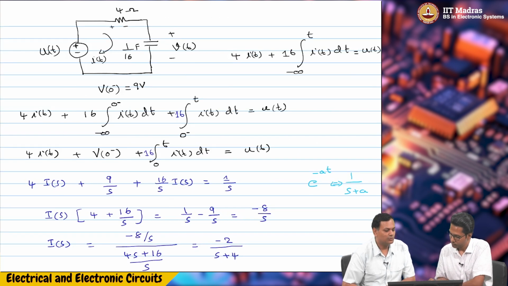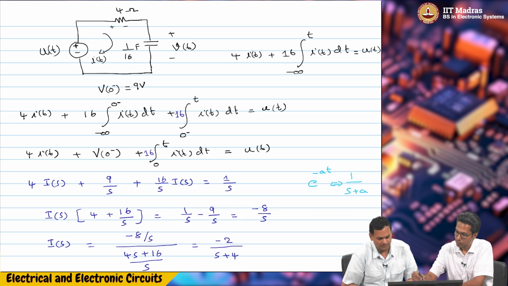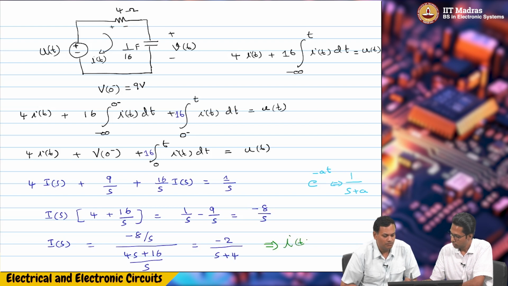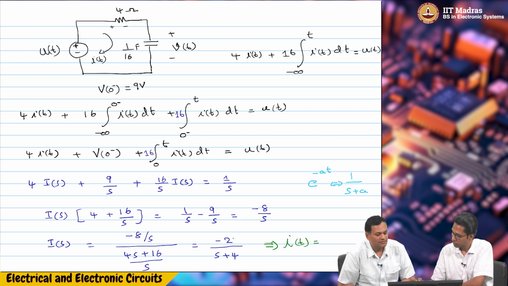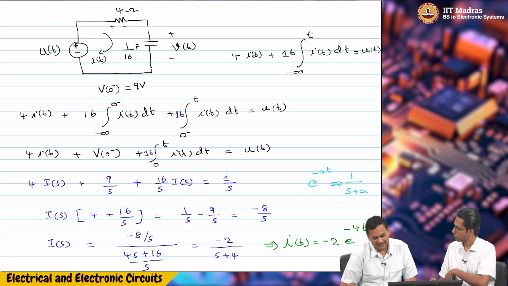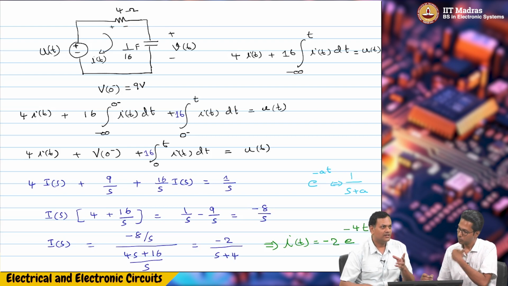e power minus at u of t has this. Correct. Okay, so that means our current answer, yes, so i of t is minus 2 e power minus 4t. Correct? Yes, correct. Perfect.